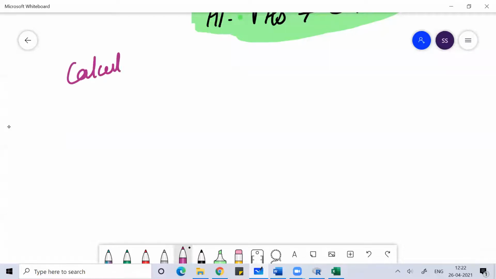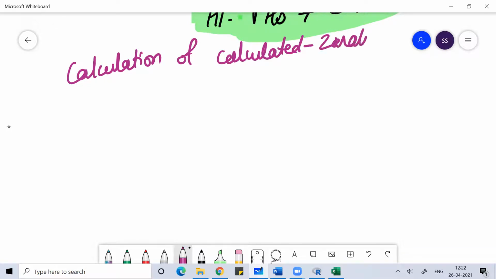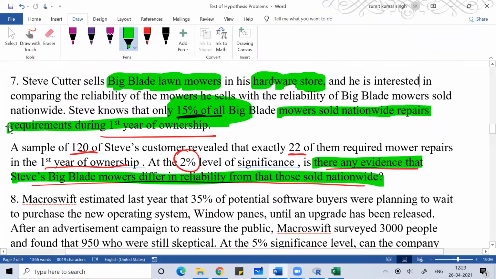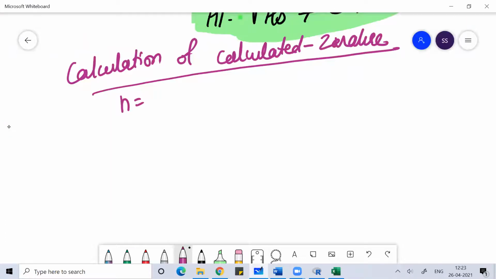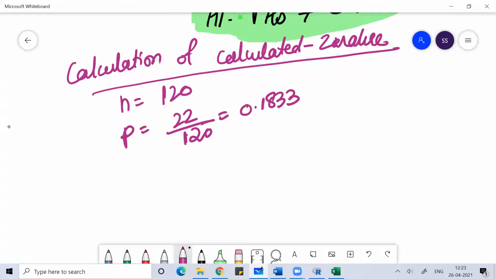If I talk about the calculation of the calculated z value, for that I'll just compare n. Here n is 120, and exactly 22 of them required mower repair in the first year of ownership. So n is 120, and your sample proportion p would be 22 divided by 120, which is 0.1833.